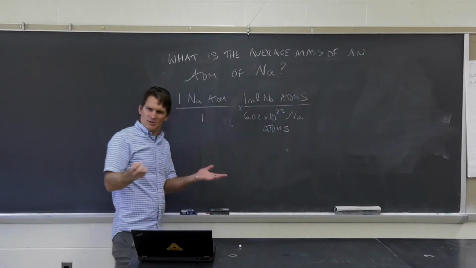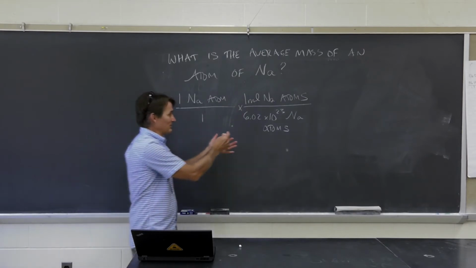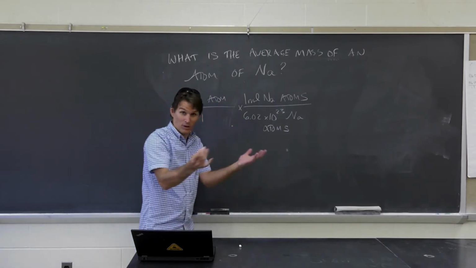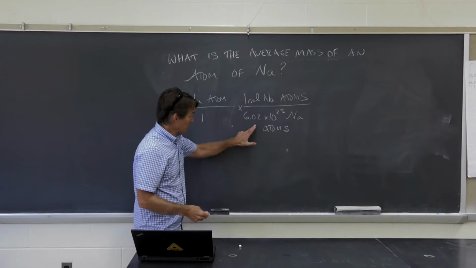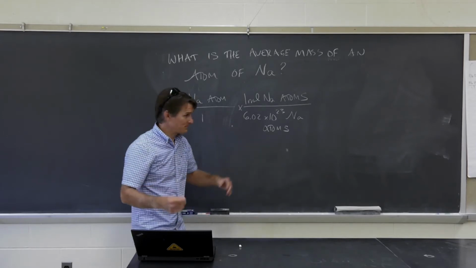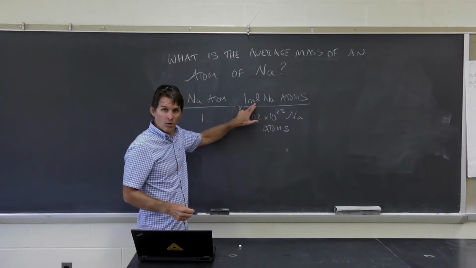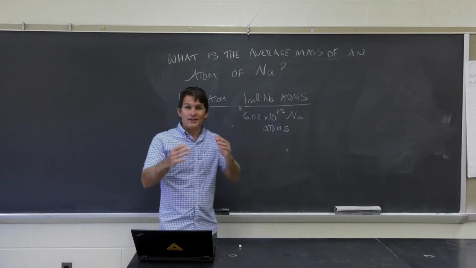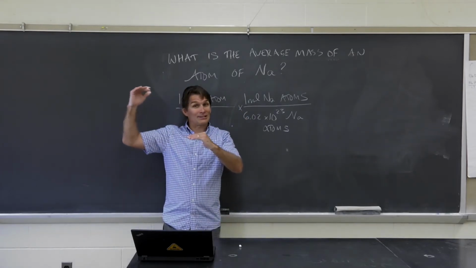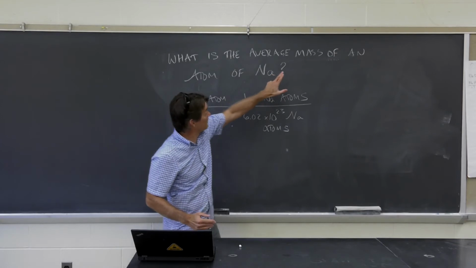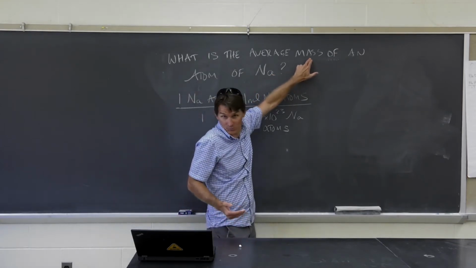Everybody agree with that? That should make sense, yeah? This is the definition of a mole. Just like 12 is a dozen, 6.02 times 10 to the 23rd, that's a mole. Now, why am I converting to a mole? Because mole helps us to connect to grams, and that's really ultimately where we want to go. That's where we want to head.